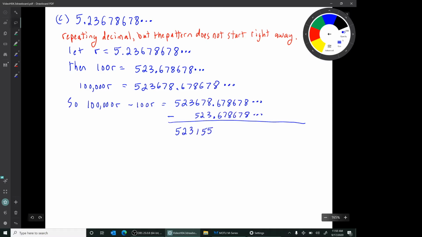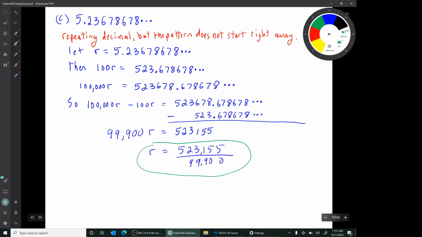So we have an equation. The left side is 99,900r, and the right side is that integer. So that means that r is a ratio of integers. That's the end of that example. Let's go on to the next one.